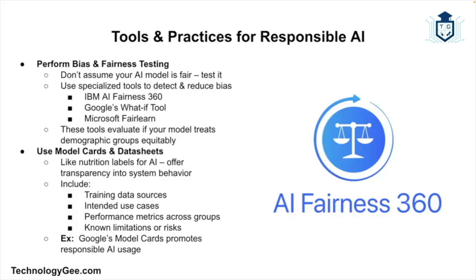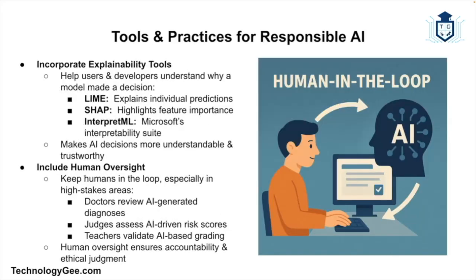They include what the model was trained on, the intended use cases, and performance across demographic groups and known risks. An example of this is Google's AI model card, where it can help researchers share responsible usage information. Another thing that can help us out is to incorporate explainability tools.